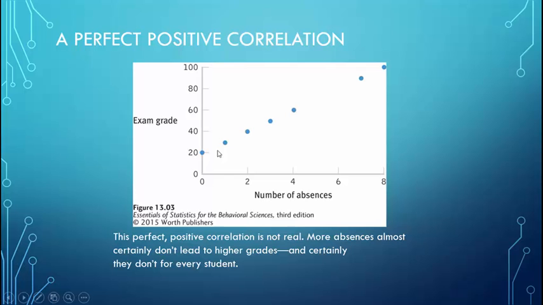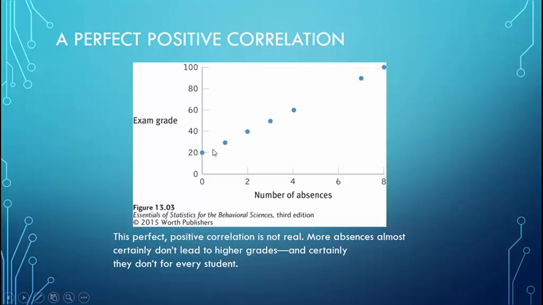Well, number one, it doesn't really make a lot of sense, right? That people who have lower absences would have lower test grades, and higher number of absences would have higher test grades. That doesn't make sense. What direction would that correlation typically go in? Hopefully you're thinking negative, right? The more absences, the lower the test grade, and vice versa. And so, again, this is not a real perfect positive correlation.